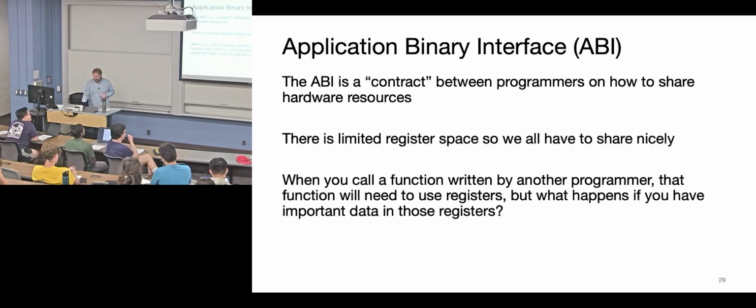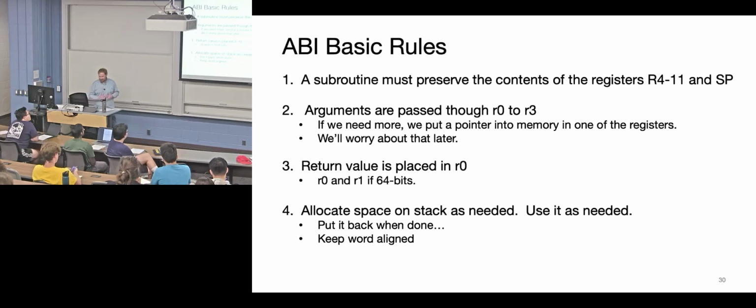All right, well, I guess I've already answered this question. I was going to say brainstorm, but I basically already answered it. Okay, so some basic rules. Subroutines, right? Functions must preserve these registers, so R4 through R11 and the stack pointer. Arguments can be passed into the lowest registers, so R0 through R3. You return your values in R0, and R0 and R1 if it's a 64-bit value. Okay? This is the agreement.